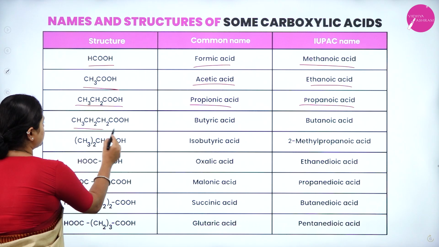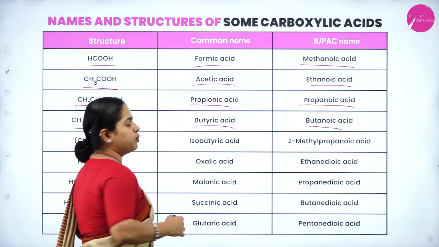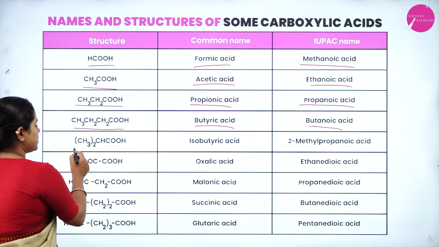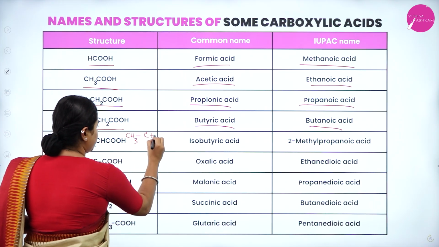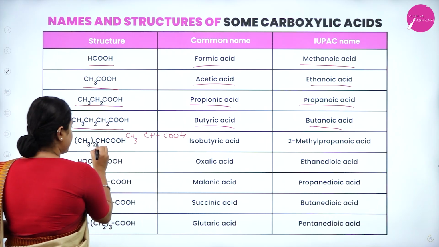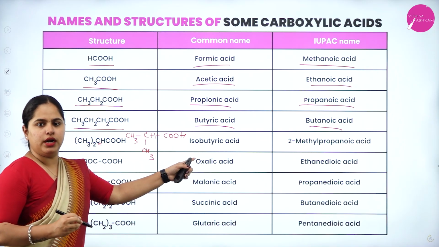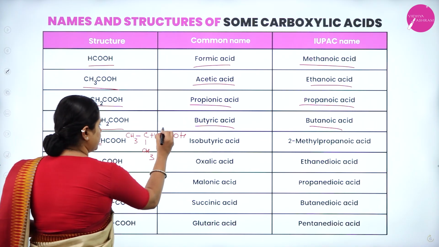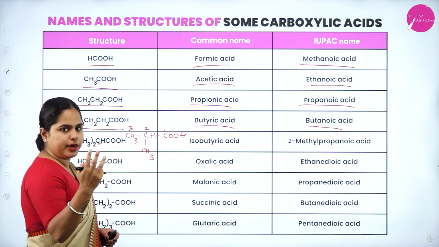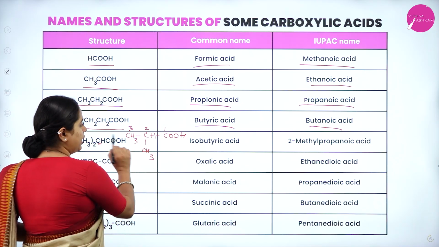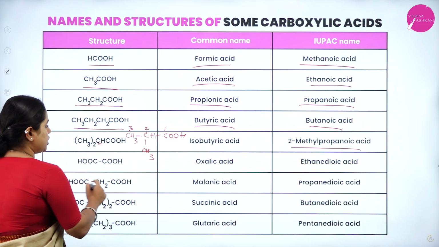The next one is CH3CH2CH2COOH, four carbon atoms. Of course it is butanoic acid, and it is called butyric acid in the common name. The next one you can see is (CH3)2CHCOOH. What does that mean? You have CH3, then CHCOOH, and on the second carbon atom itself you have another CH3. So how do you number it? The carboxyl group containing carbon atom should get the first priority, so it is 1, 2, 3. On the second carbon atom you have the methyl group, and the principal chain contains 3 carbon atoms. So it is 2-methylpropanoic acid. Clear?